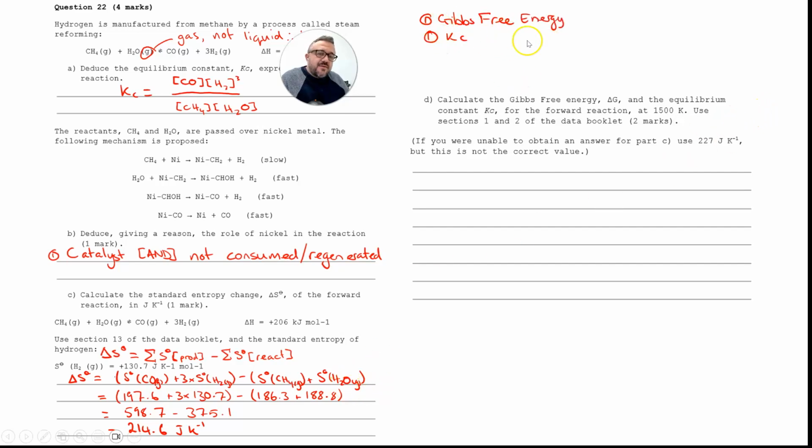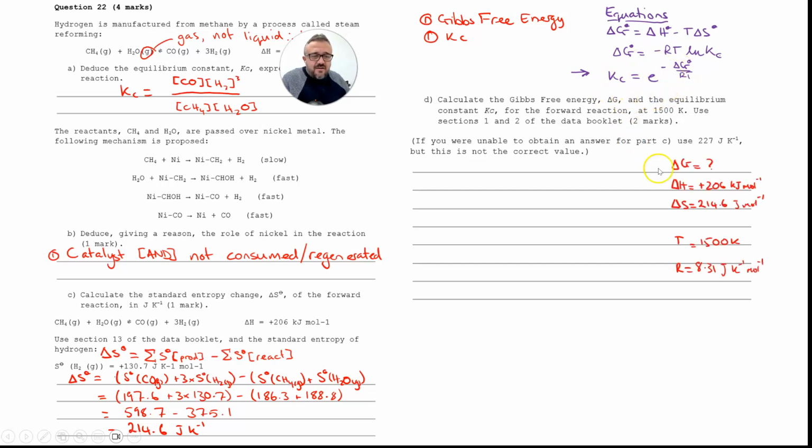Alrighty, so Gibbs free energy, Kc. Those are our points where marks come from: 1 mark for working out Gibbs free energy, 1 for working out the equilibrium constant. These are the equations we're going to use, or we could use. We've got delta G equals delta H minus T times delta S. We have delta G equals negative RT ln Kc, the natural log of Kc. Or we have Kc equals e to the power of minus delta G divided by RT, which is just that one rearranged. And you'll notice that this is the one that has all the information we need.